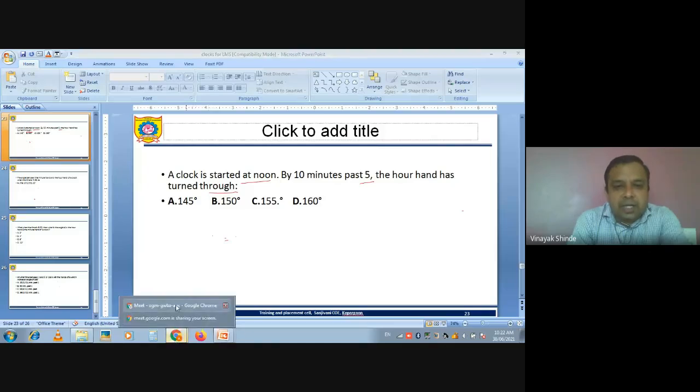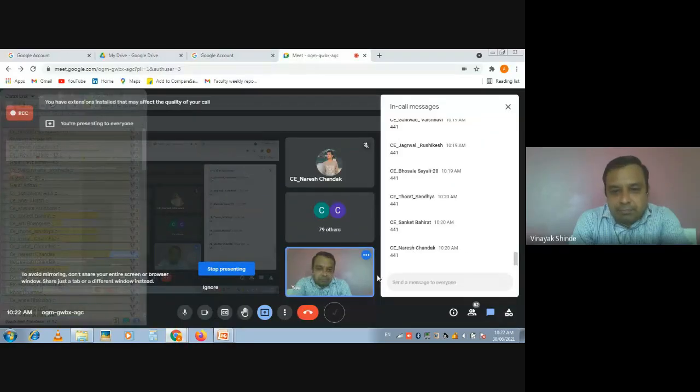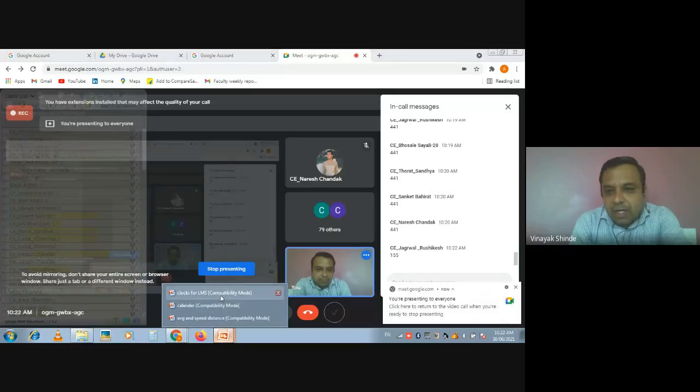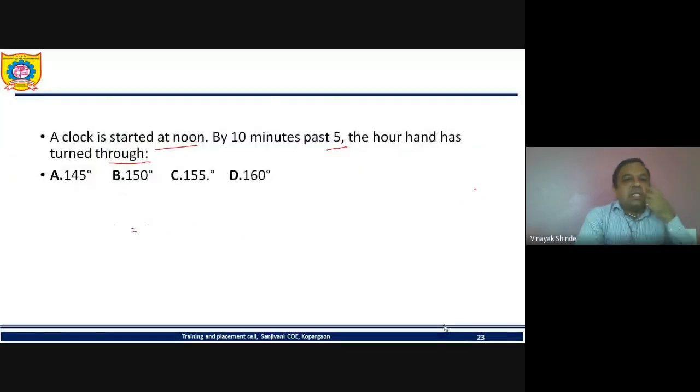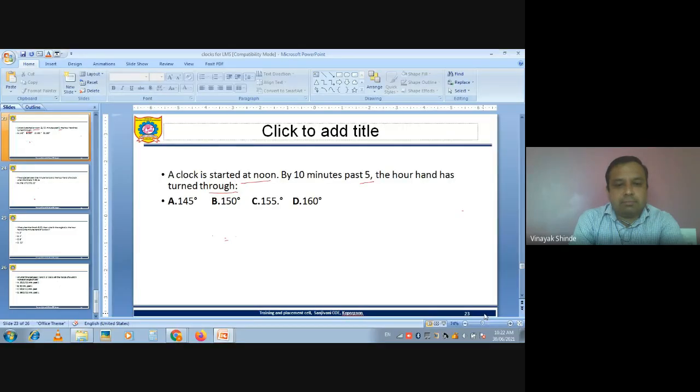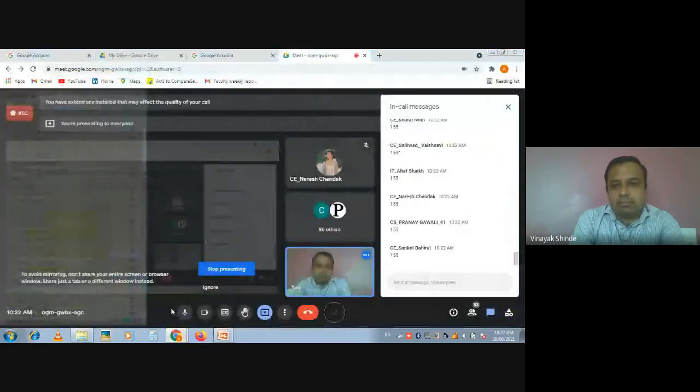Yes, you can solve it. Again, it is very easy. A clock is started at noon. By 10 minutes past 5, the hour hand has turned through how many degrees? 155, getting the answer from many students.